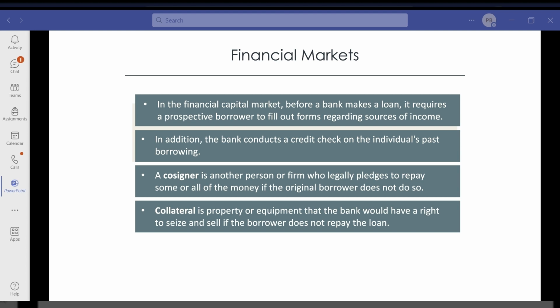And last but not least, overall, financial markets are dynamic and complex systems that facilitate the efficient allocation of capital, provide liquidity, and enable risk management. They play a vital role in supporting economic growth, investment opportunities, and wealth creation.